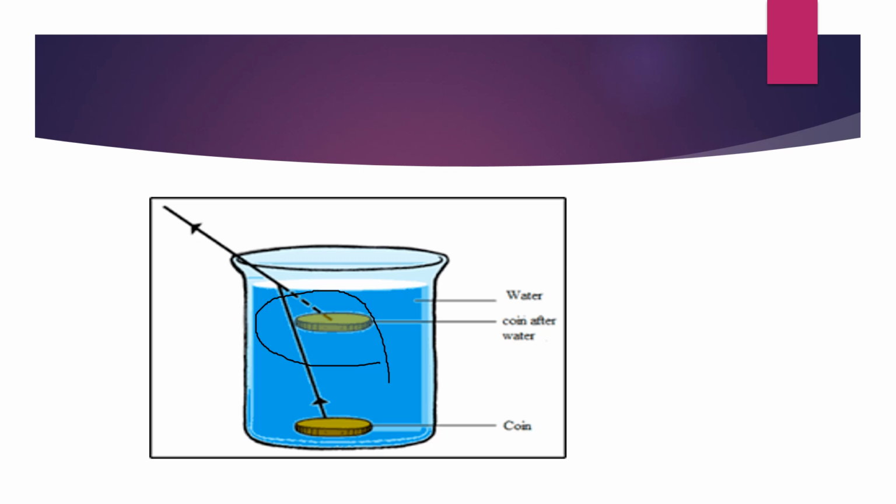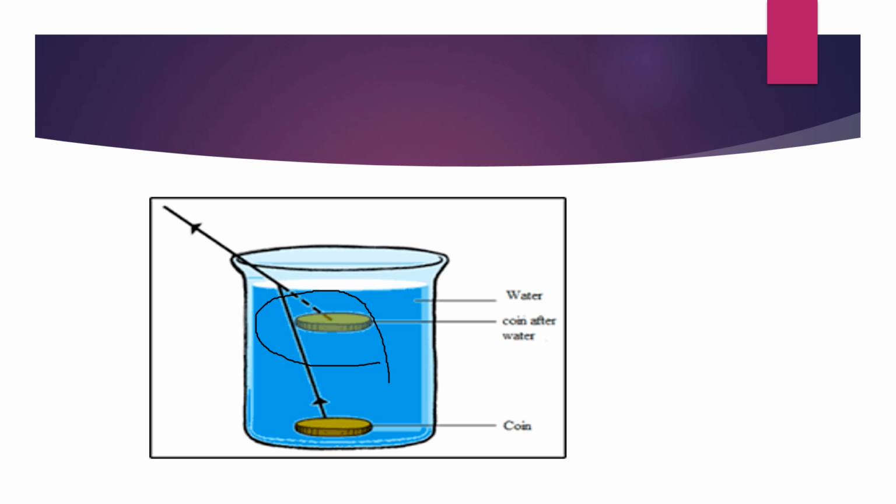Actually we read all these things as rules, right? When a light ray travels from air to water, it moves towards the normal line. But it is the opposite when light passes from water to air: it bends away from the normal line. You can clearly see this from the diagram. So the refracted ray appears to come from a point above the actual position. This is your actual position, but the refracted ray appears to come from a point above the actual position of the coin. Hence the coin appears to be raised.